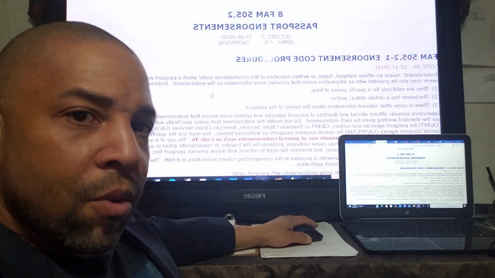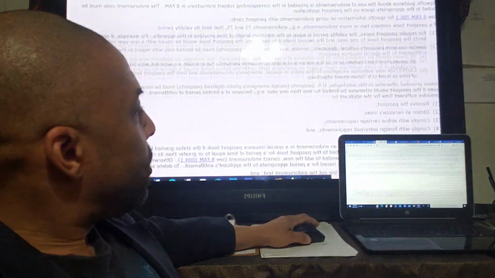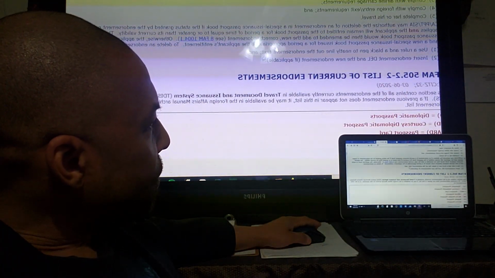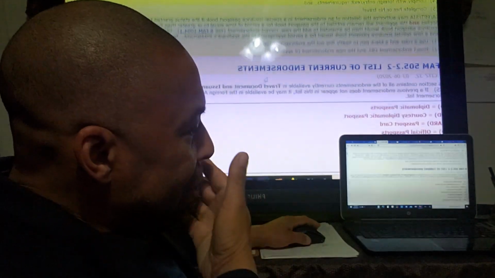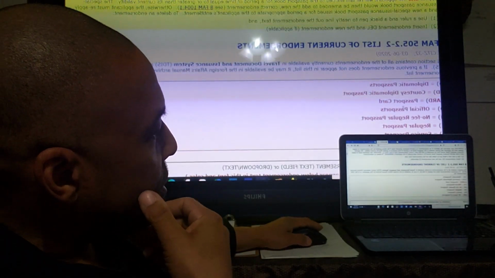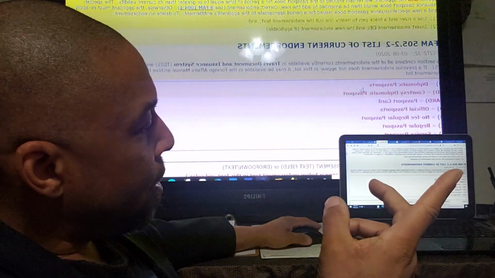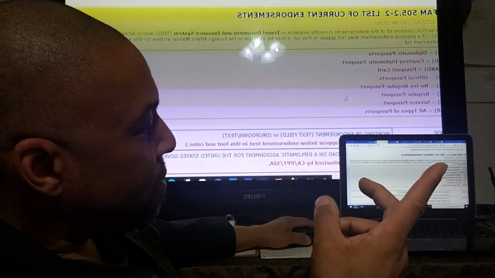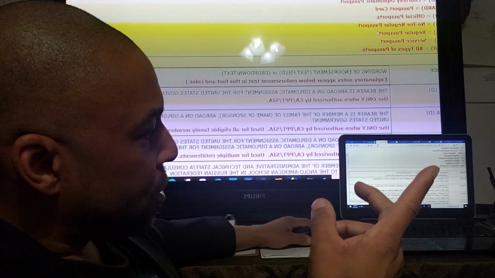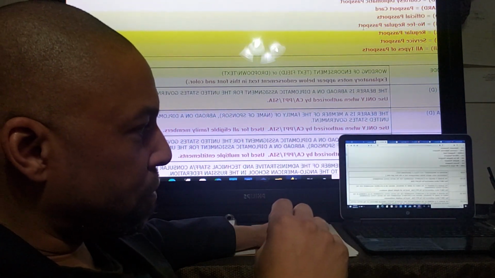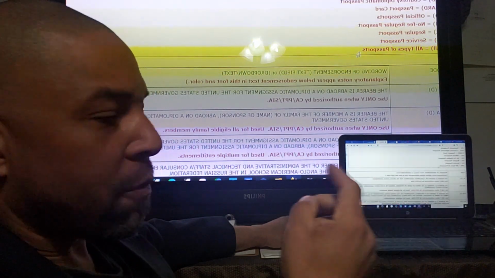I was going to move, but anyway, you're not going to be able to read all of this, and it's probably going to be backwards for you guys. So what do we have here? They talk about some of the codings. You've got diplomatic passports, courtesy diplomatic passports, your passport card, official passports, no fee regular passports, service passports, and all types of passports.